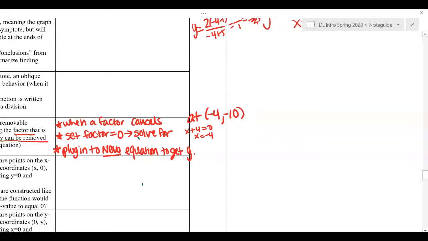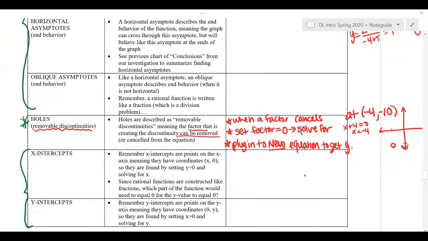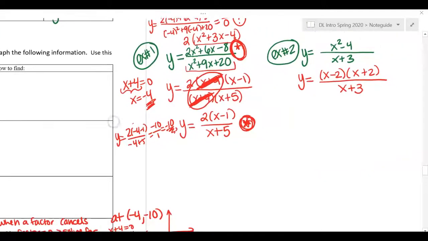And you would literally go to the graph and at the point -4 and -10, you would plot an open point, meaning it's going to look like the graph goes through this point, but it's really going to skip over this one spot. Okay, so we always want to look for the holes first. So start with this first. If nothing cancels, then you just say that you have no holes. So when we look at this equation here, we have none.